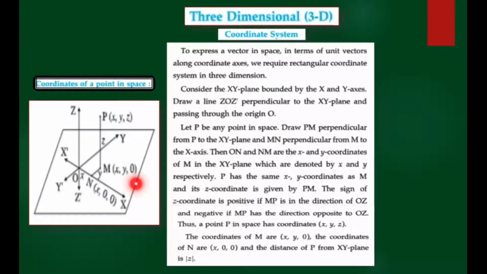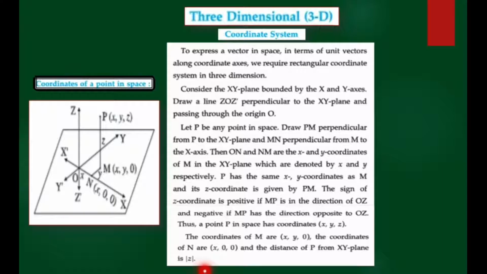Similarly, when a point lies on the x-axis, which we already discussed in 2 dimensions, its y coordinate is 0. Here we consider space. So when a point lies on the x-axis, its y and z coordinates must be 0. So see, the coordinates of M are x, y, 0. The coordinates of N are, because this point N lies on the x-axis, its y and z coordinates are 0. And the distance of P from the xy plane is modulus of z.